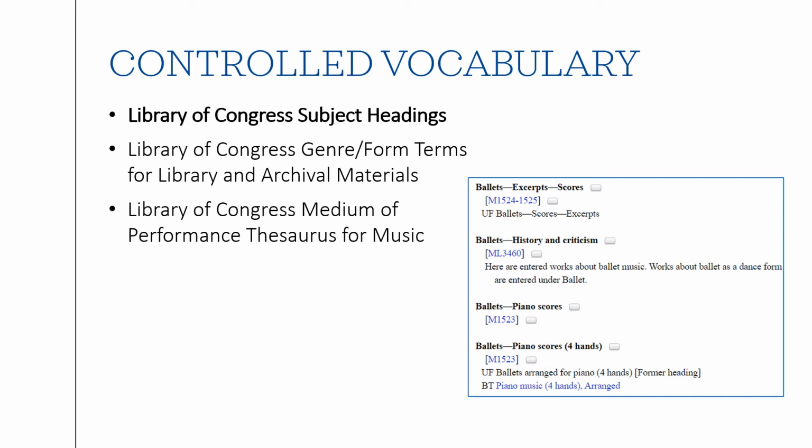The LC subject headings can be really imprecise and inconsistent for music because they sometimes use terms that describe the genre of the music, like ballets, or the medium of the performance, piano, or the format, excerpts or scores, and the same subject might be used with different additions to the string to describe both works about ballet music and scores or recordings.